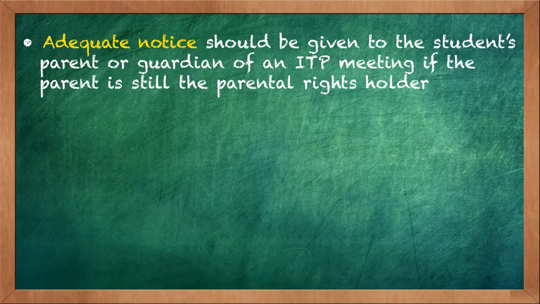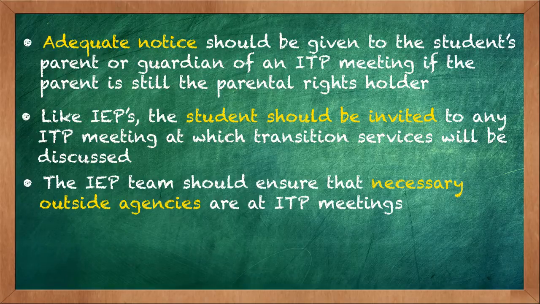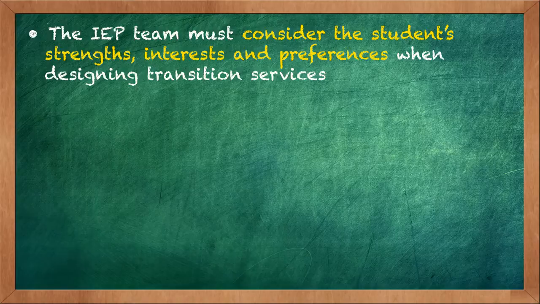In general, here are some rules that should be followed during the ITP process. Adequate notice should be given to the student's parents or guardian of an ITP meeting if the parent is still the parental rights holder. Like IEPs, the student should be invited to any ITP meeting at which transition services will be discussed. The IEP meeting should ensure that necessary outside agencies are at the ITP meeting. The ITP meeting must be based on the academic, developmental, and functional needs of the student. The IEP team must consider the student's strengths, interests, and preferences when designing transition services.